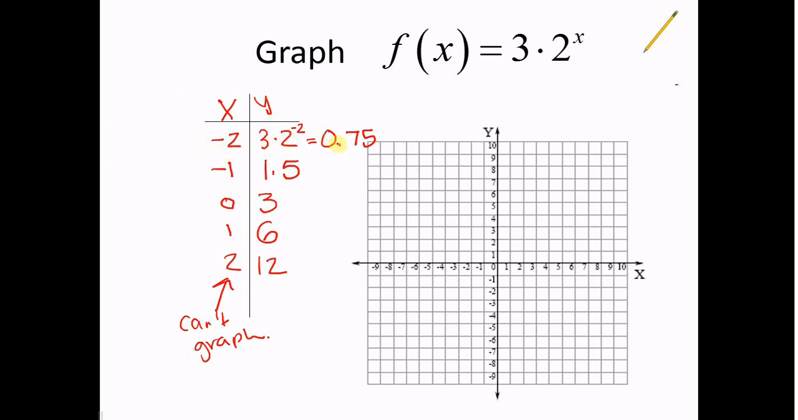So -2, 0.75. That's kind of close to 1, isn't it? So let's go right there. -1, 1.5. That's about right here, right? Between the 1 and the 2. 0, 3. Right there. 1, 6. All the way up to the top right there. And 2, 12. Now, I'm going to kind of graph it off graph right here. It's about right there, right? 2, 12. So now let's connect our dots here.